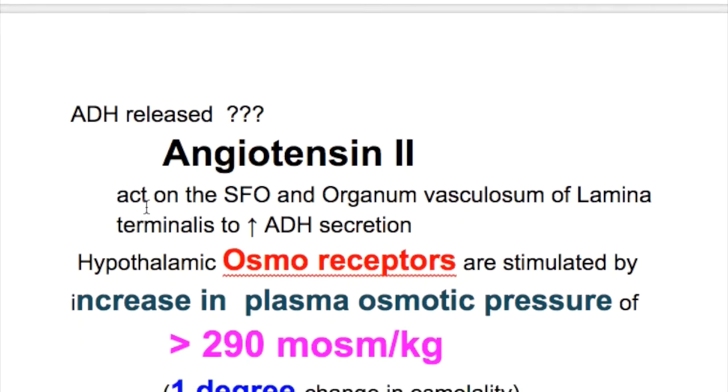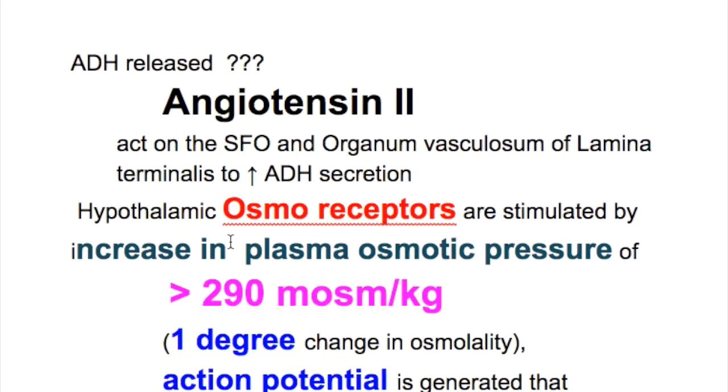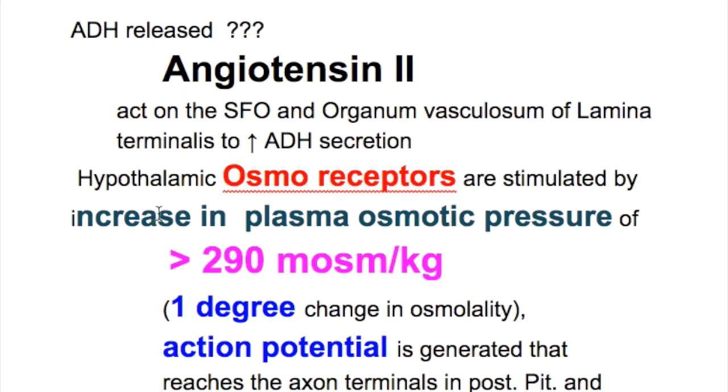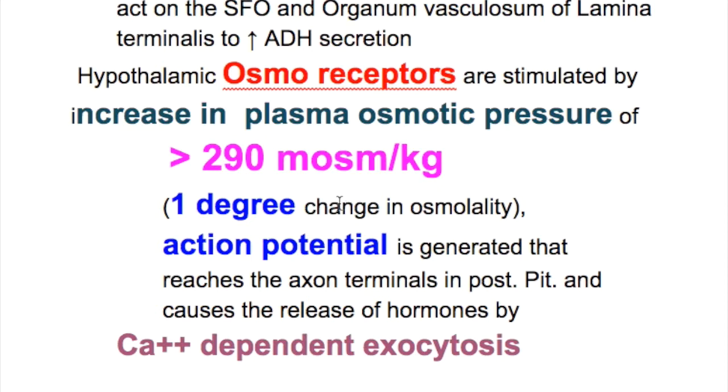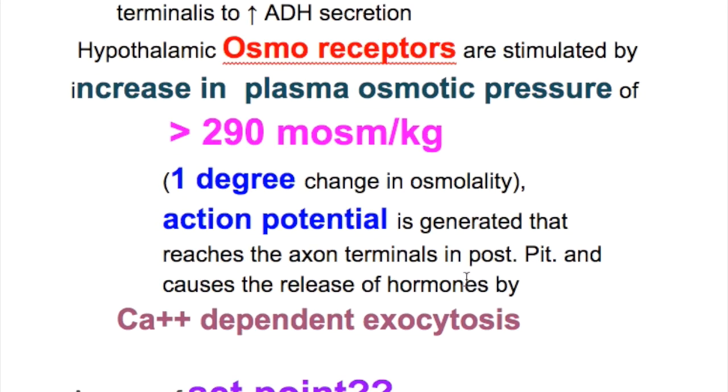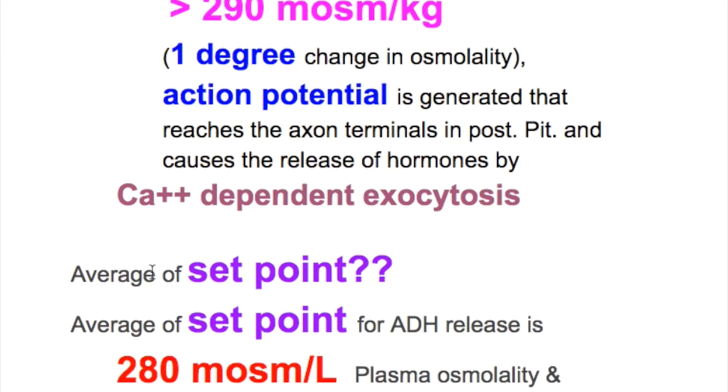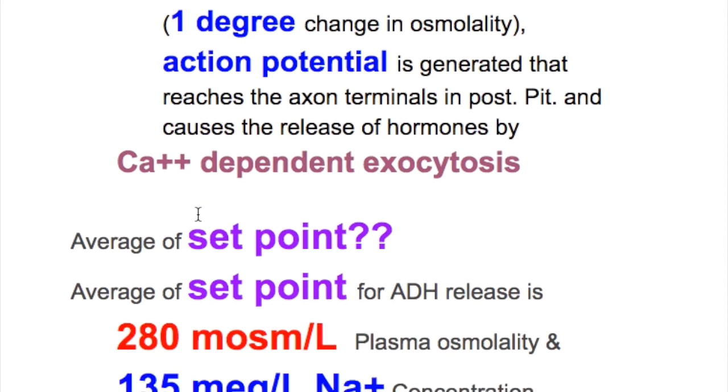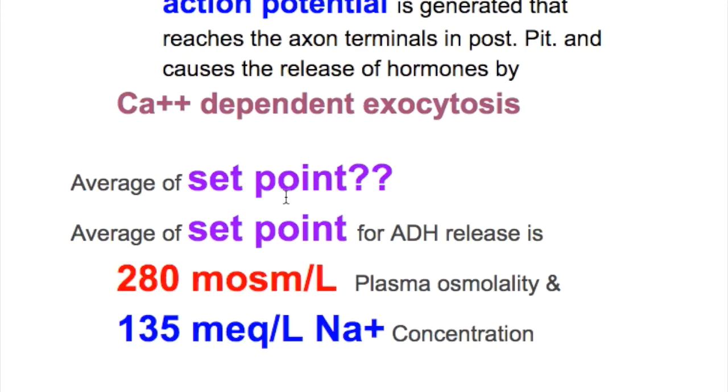How is ADH released? Angiotensin II acts on the subfornical organ and organum vasculosum of the lamina terminalis to increase ADH secretion. Hypothalamic osmoreceptors are stimulated by an increase in plasma osmotic pressure of more than 290 milliosmoles per kg, or a 1 percent change in osmolality. An action potential is generated that reaches the axon terminals in the posterior pituitary and causes the release of the hormone by calcium-dependent exocytosis.